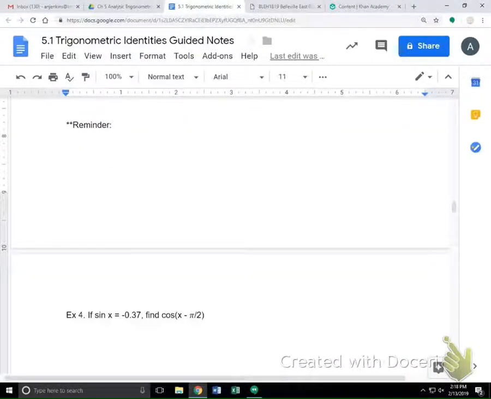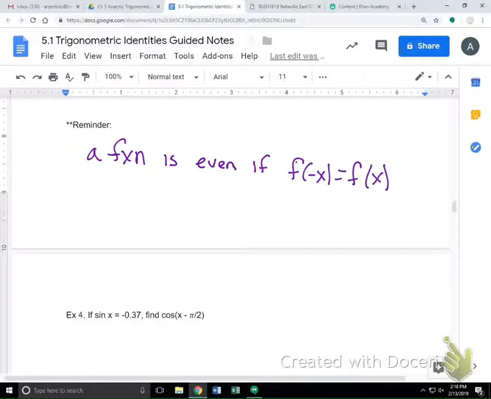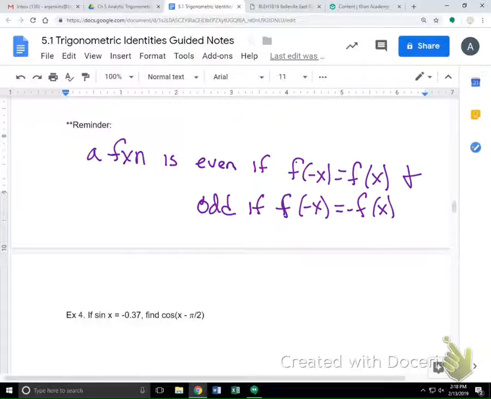Is that a function is even? A function, remember we abbreviate function as fxn, is even if f of negative x equals f of x. And it is odd if we have f of negative x equals negative f of x. So remember when we tested functions, we put in that negative x and saw what it returned.